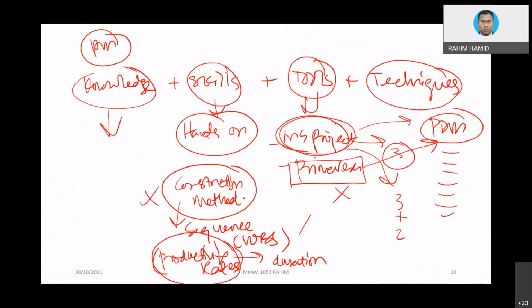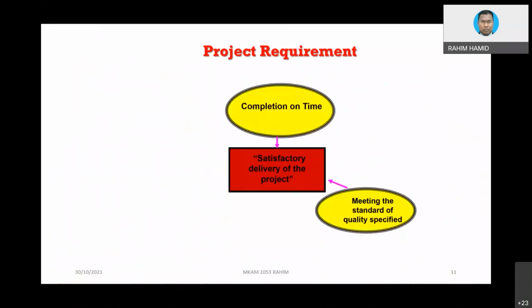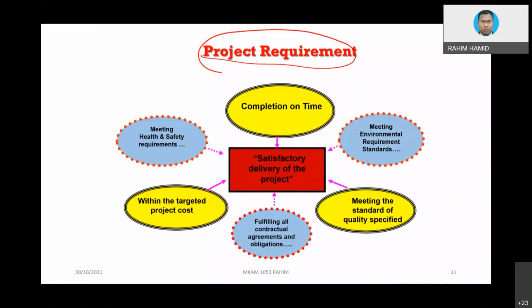And before we go into break, sorry, we're running out of time. We should take a break. Just one last slide. This is an example of project requirement. Remember project requirement. Again, time is there. And then environmental, the one that you asked me before, quality is there. Cost, safety and health.